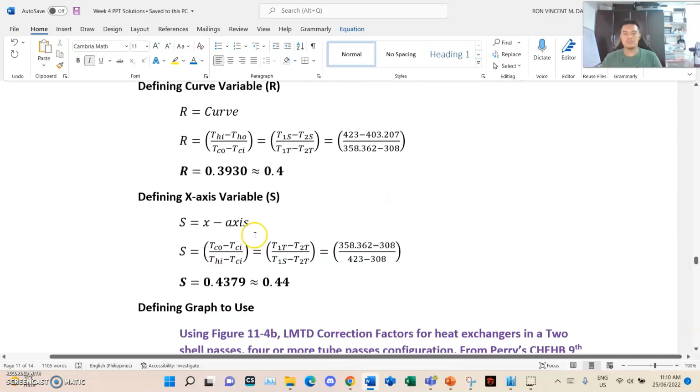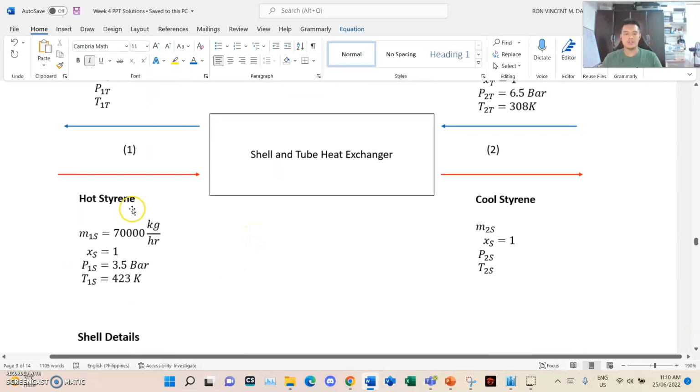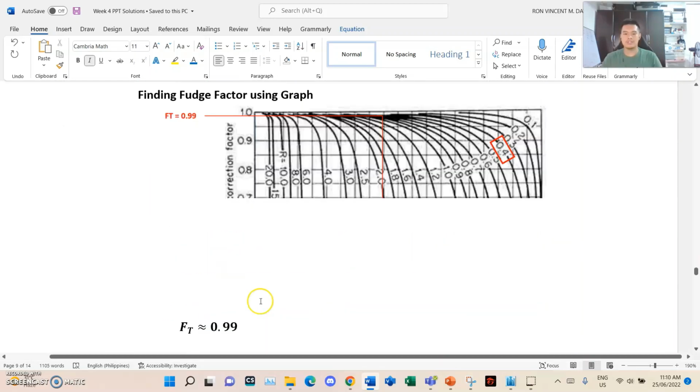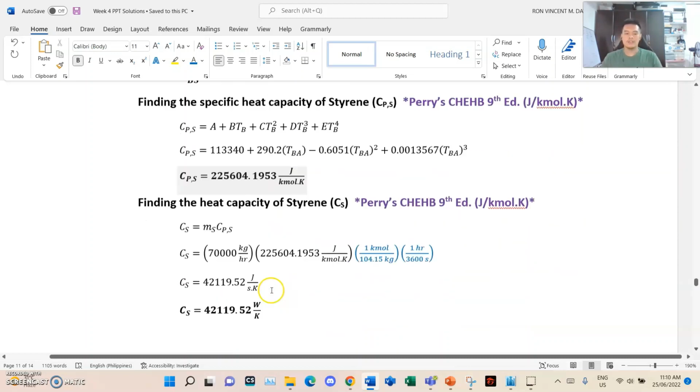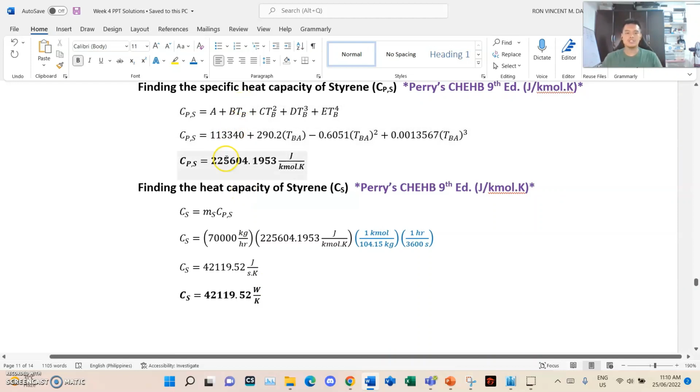Then, finding the heat capacity of the hot fluid styrene, I find the bulk temperature, which is the average temperature between the inlet and the outlet, as you can see here. In order to find the fluid properties, it is 413.1035 Kelvin. Then finding its heat capacity using Perry's Chemical Engineering Handbook, we'd have 225,604 joules per kilomole per Kelvin. This is the specific heat capacity.